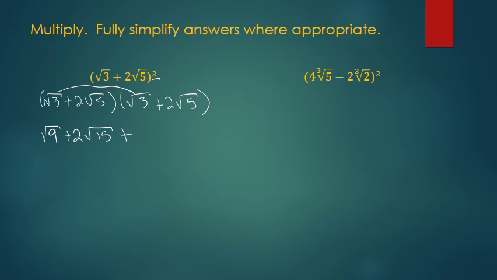Plus 2 times 1 is 2. Square root of 5 times square root of 3 is square root of 15. Plus 2 times 2 is 4. Square root 5 times 5, which is 25. So again, here I didn't show that intermittent step of the multiplication. I just went ahead and combined them under the roots.